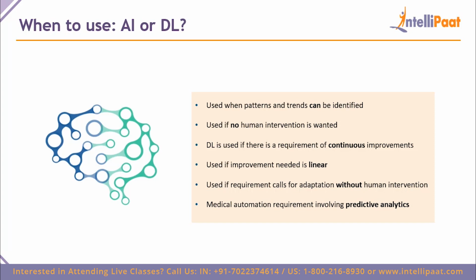And if the improvement needed is linear, so as I said, if there is a constant need of learning and a constant need for continuous improvements, again, this is the way to go, guys. But then if you have any requirements where you need this adaptation, again, without human intervention, and at the end of the day, deep learning's biggest advantage is its use in the field of medical automation. And if there is any such requirement there as well, for example using predictive analysis, trend spotting and much more, it will be the king of the world there, guys.